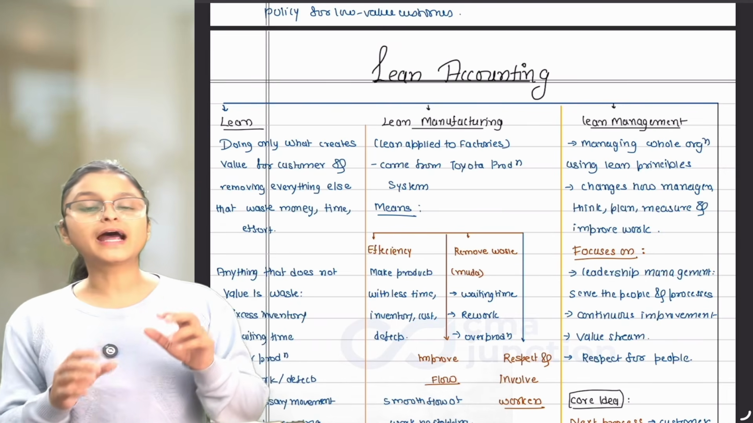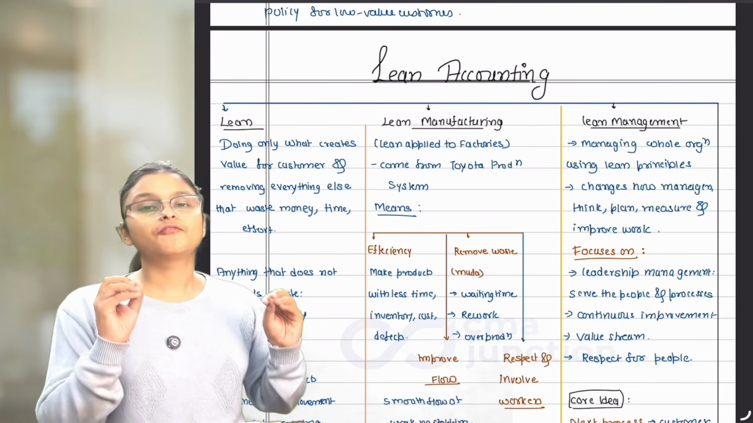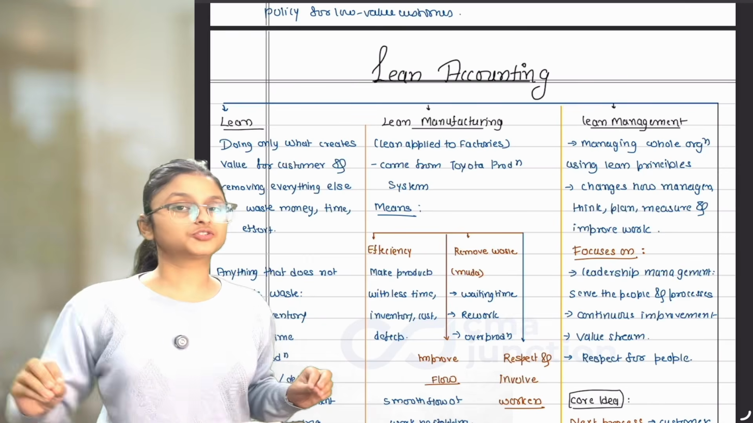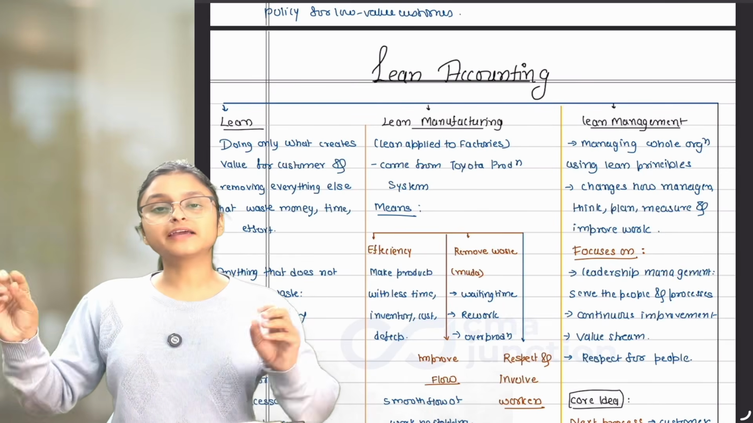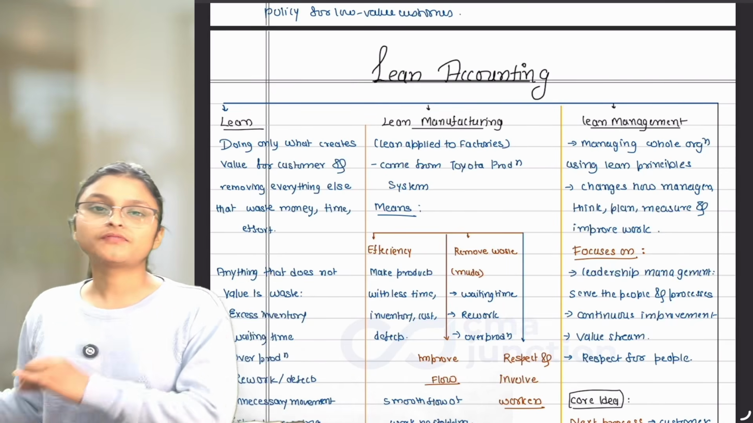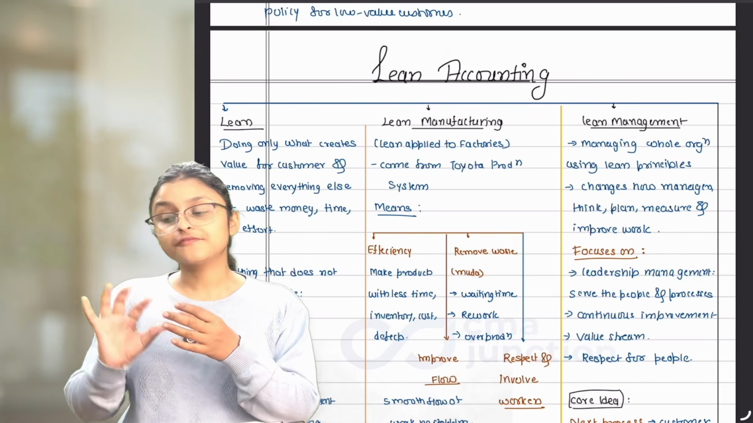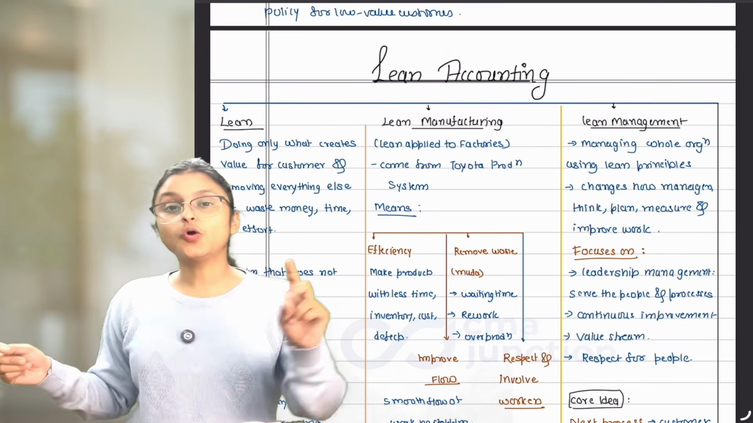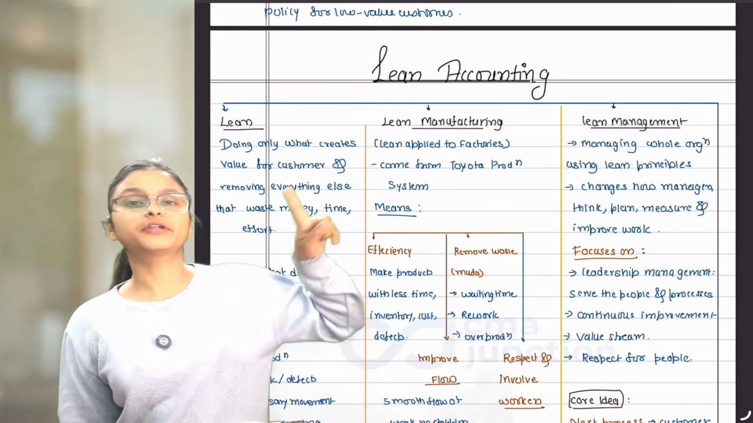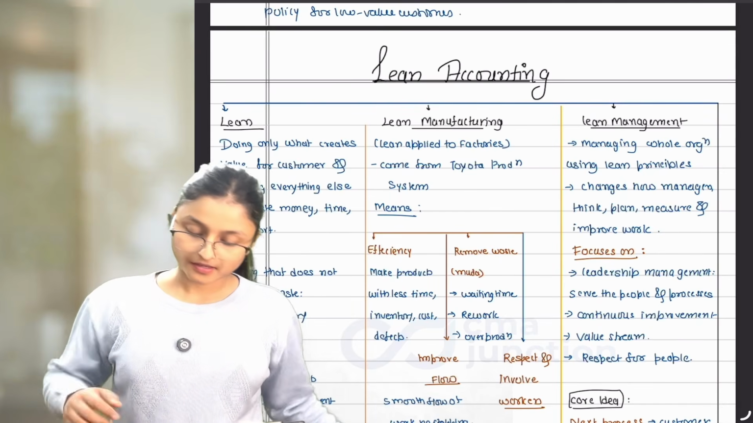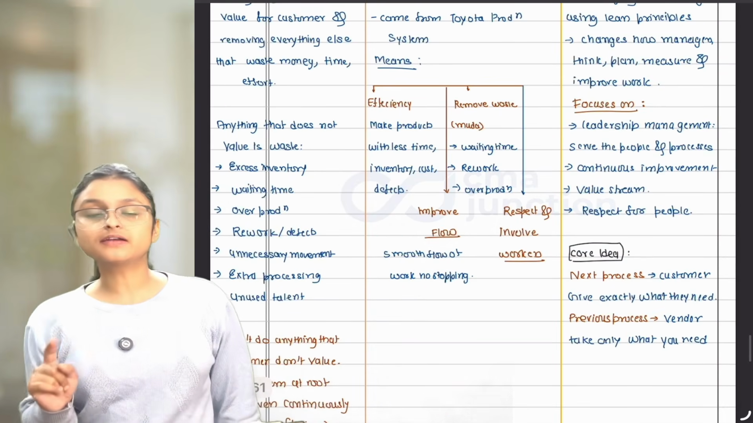So we understood that lean is where you are doing only what our customer values, and other than that everything else is treated as waste. Whether it be waste of money, time and effort, it's pure waste. Everything else which you are doing over and above what is important for customer value. So anything else that does not add value is waste.